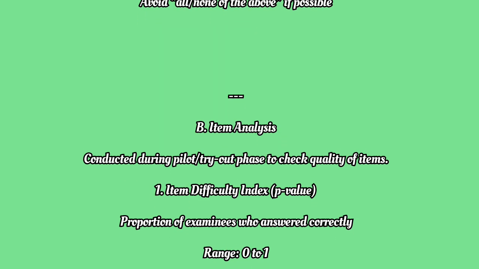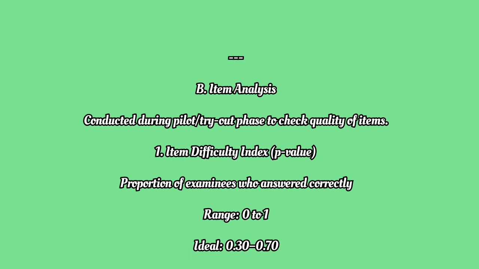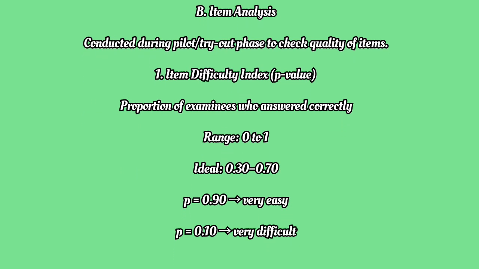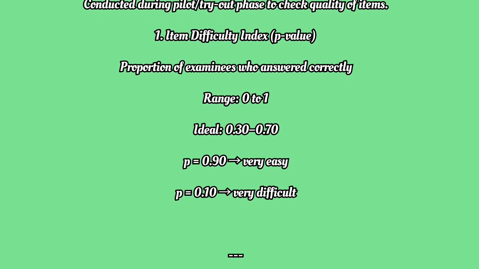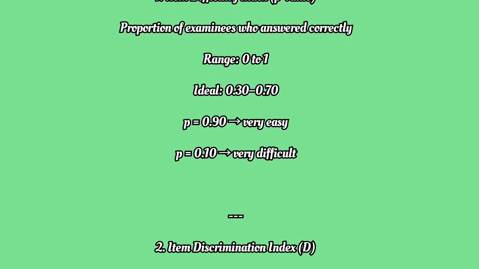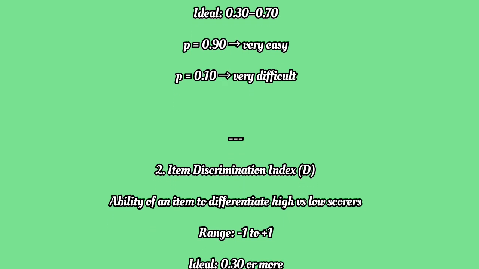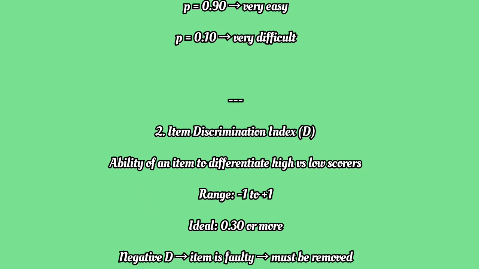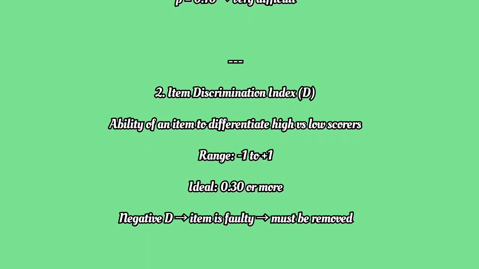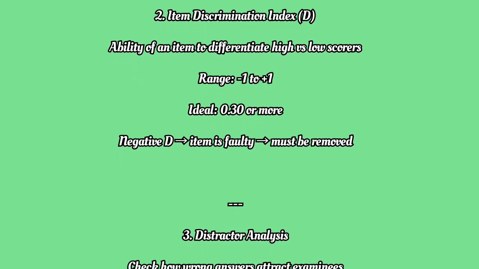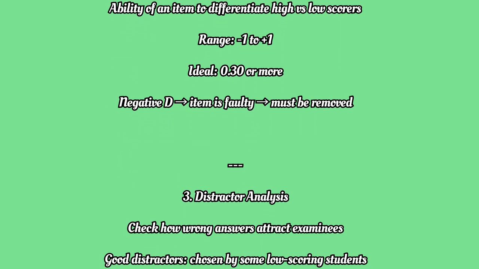B. Item analysis. Conducted during the pilot or try-out phase to check quality of items. First, item difficulty index, the p-value: the proportion of examinees who answer correctly. Range 0 to 1, ideal 0.3 to 0.7. Beyond that, items are very easy or very difficult. Second, item discrimination index D: the ability of an item to differentiate high versus low scorers. Range -1 to +1. Ideal 0.3 or more. Negative D means the item is faulty and must be removed.